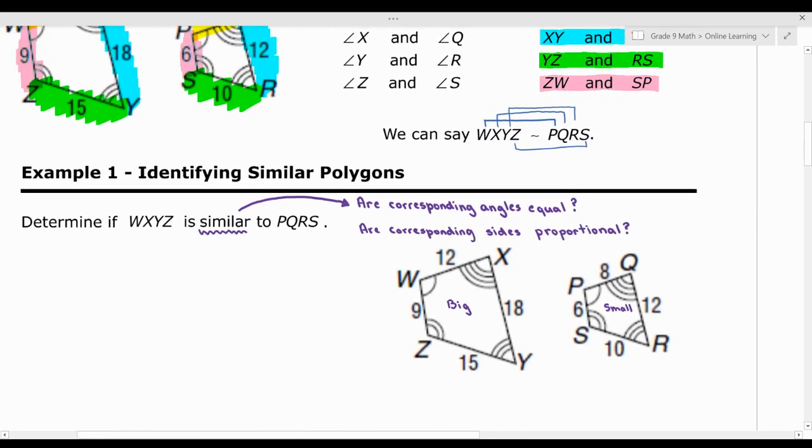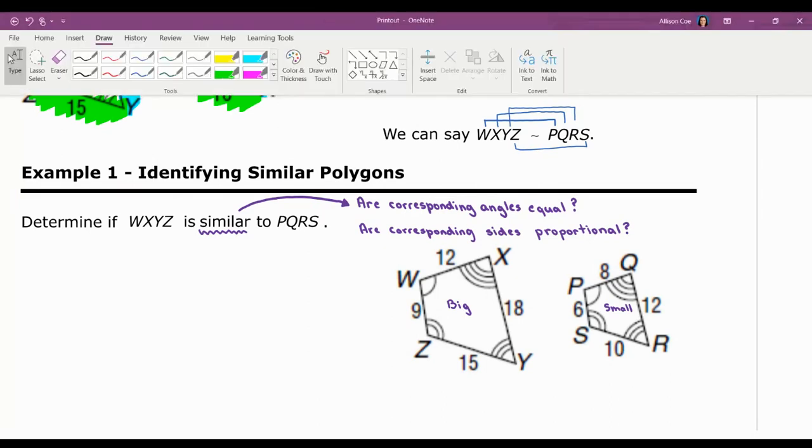So similar to similar triangles, we are going to look at how to identify whether or not it is a similar polygon now. This time there's 1, 2, 3, 4 sides. These would be considered quadrilaterals because of the 4 sides. So the question says, determine if WXYZ is similar to PQRS. Reminder, to prove that, I have to figure out: are the corresponding angles equal, and are the corresponding sides proportional?